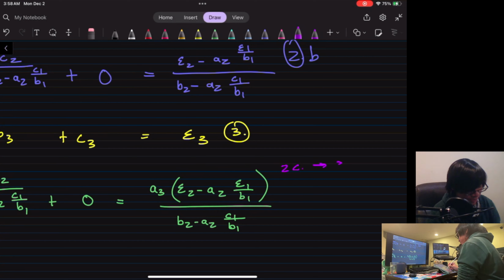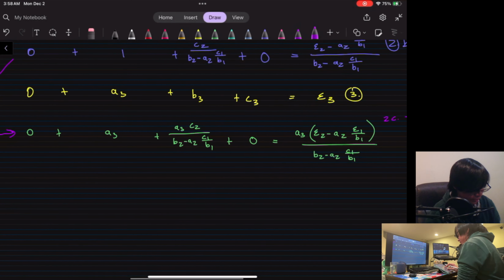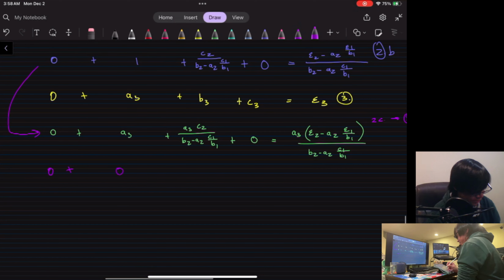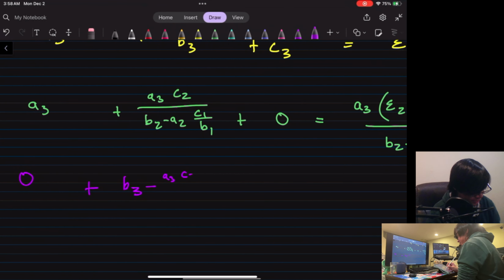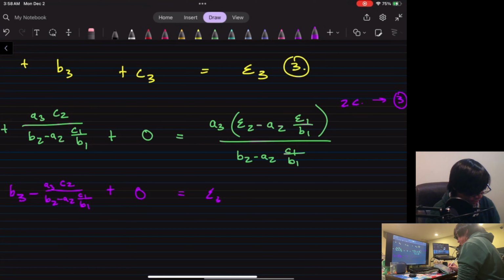So 3 minus 2. We're almost there, but we have 0, 0, b3 minus this modified c value. So a3 c2 b2 a2 c1 b1. Again, these are all from previous steps. And then we subtract the epsilons. So epsilon 3 minus this abomination, epsilon 2 minus a2 e1, copying all down. So hopefully that gets the point across.